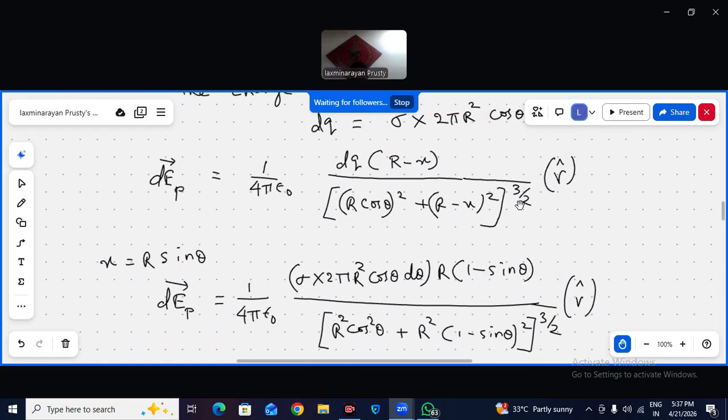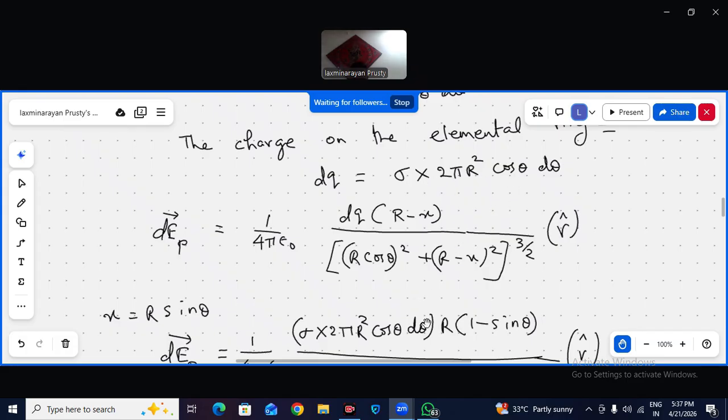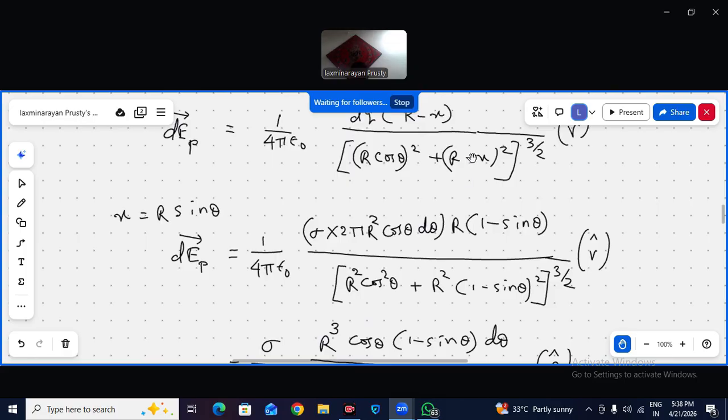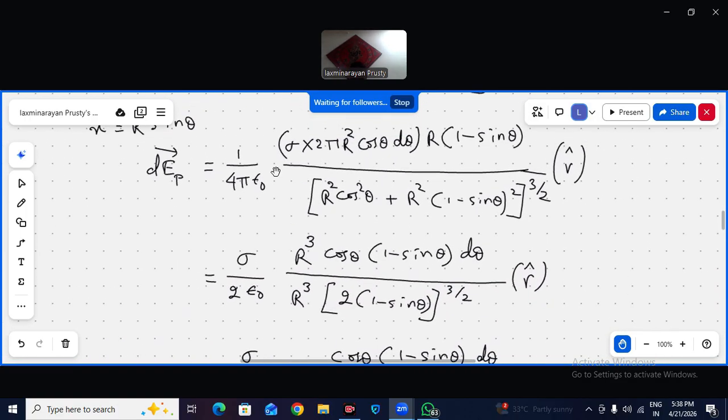x लगा दो इसमें, R minus x will be R into (1 minus sin theta). dq की जगह लिखेंगे sigma into 2 pi R square cos theta d theta. नीचे क्या रहेगा, R square cos square theta, R minus x is R (1 minus sin theta) square to the power 3 by 2. यस और नो? तो that is sigma by, ये 2 pi cancel करेंगे, sigma by epsilon 0, ये R cube cos theta (1 minus sin theta) d theta numerator में, denominator में again R cube, तो square को बाहर ले आओ, 3 by 2 means R cube, ये 2 minus cos square theta plus sin square theta होगा 1, plus 1, 2 minus 2 sin theta, so 2 into (1 minus sin theta) to the power 3 by 2.